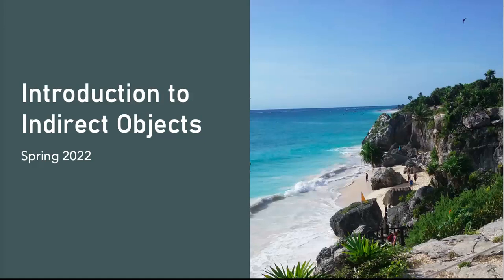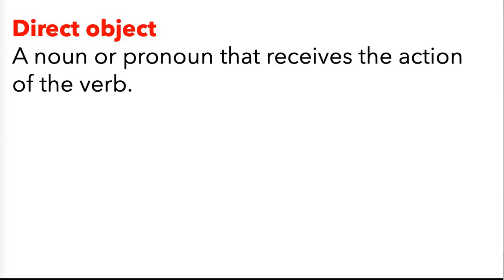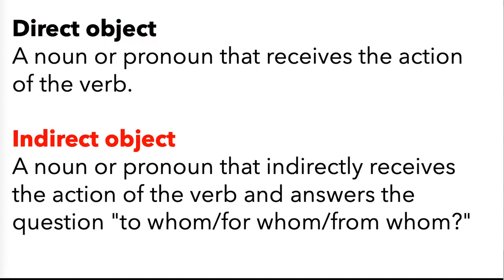Today I'm going to introduce indirect objects. Remember, the direct object is a noun or a pronoun that receives the action of the verb, whereas an indirect object is a noun or a pronoun that indirectly receives the action of the verb. We're going to answer the question, to whom, for whom, or from whom.